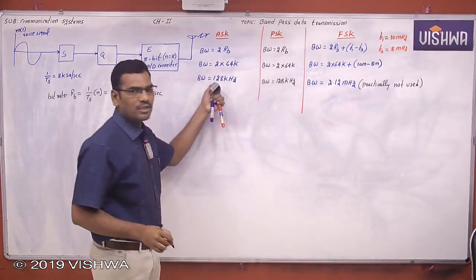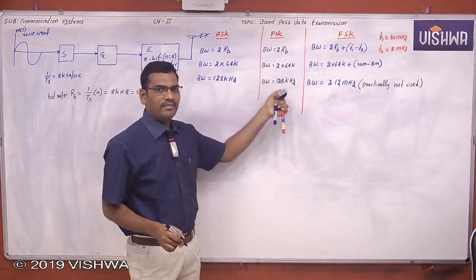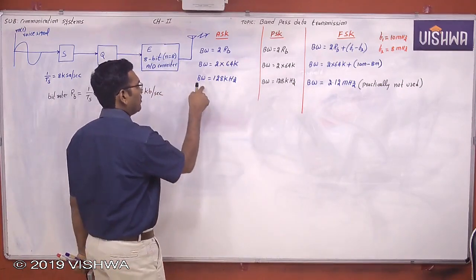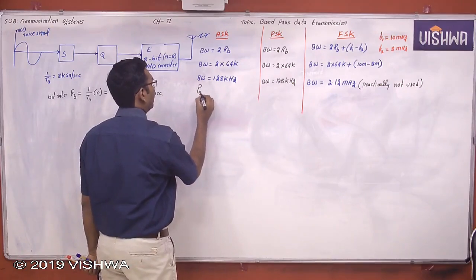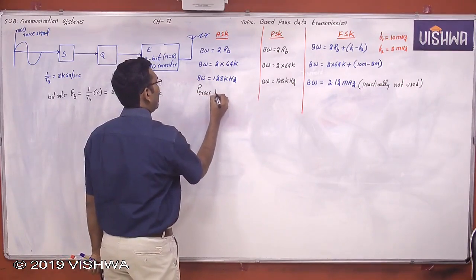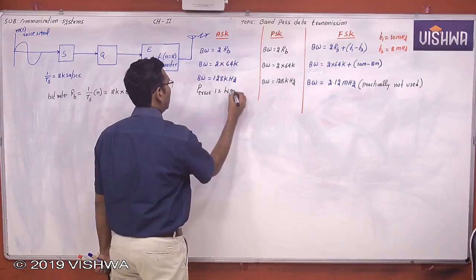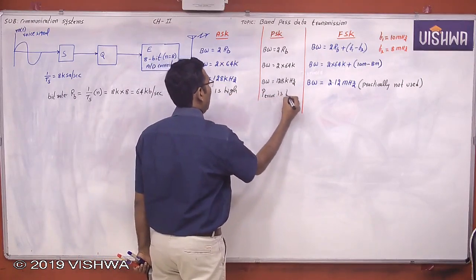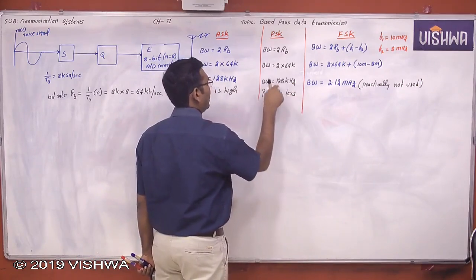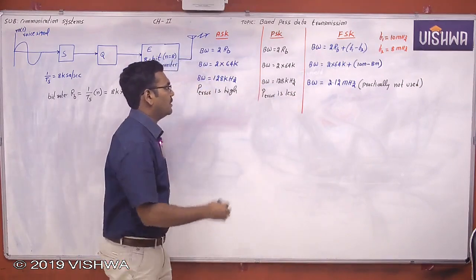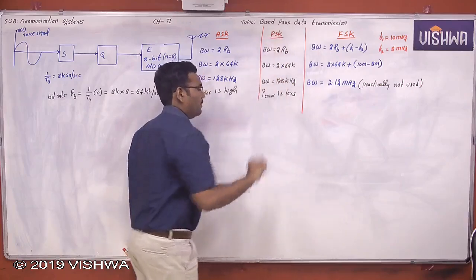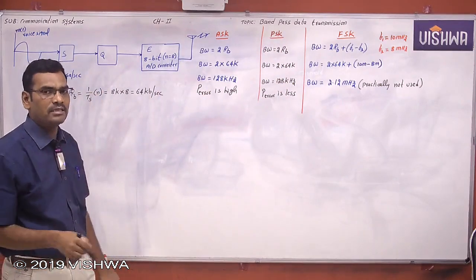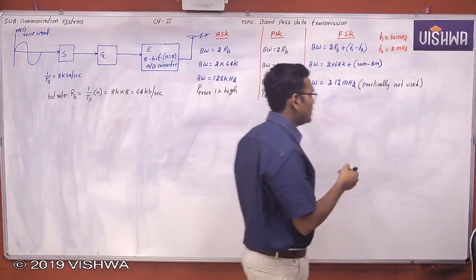But here the bandwidth is 128 kilohertz, and here the bandwidth is also 128. Both are smaller bandwidth. But why is ASK not used? Because here the error probability is high, but here the error probability is less. That is the reason why, based on these two parameters, PSK is practically preferable. Understand or not? I am explaining with a practical example, so you can easily understand. Note this.